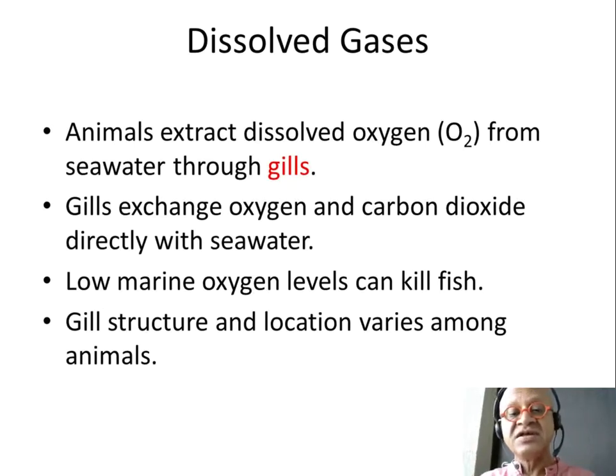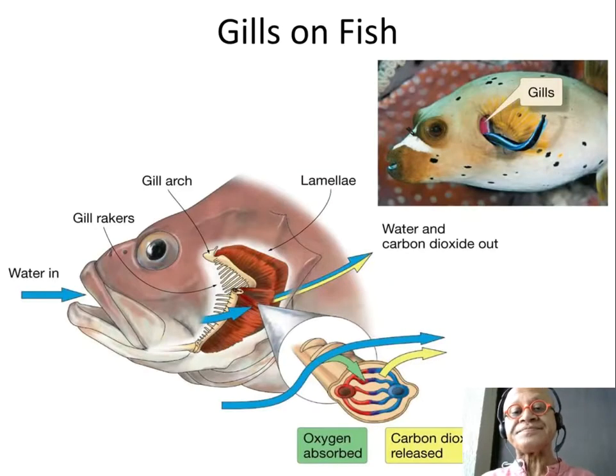So they have these gills, and their gills are taking in the water, extracting dissolved oxygen and getting rid of CO2. So here are some complex structures: water in, gill arch, gill rakers, lamellae, and exchange of carbon dioxide and oxygen. So all the fish require certain amounts of dissolved oxygen in the water that I already mentioned in the context of hypoxia and anoxia.